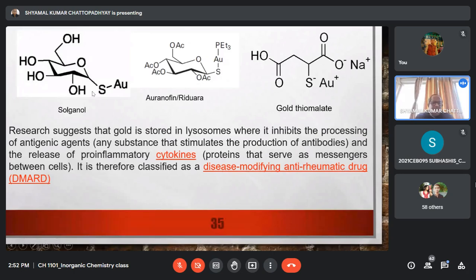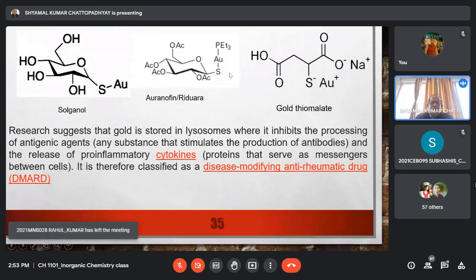There is another derivative of this complex which is again marketed by two different medicinal companies, one under the brand name of Auranofin and another under the brand name of Ridaura. What is the difference between these two? You see, they are identical complexes, except now the OH groups have been acetylated. So it has been converted to the acetyl group. Instead of OH, we have OAc. And whereas gold is coordinated to sulfur, it is also coordinated to a triethylphosphine ligand.